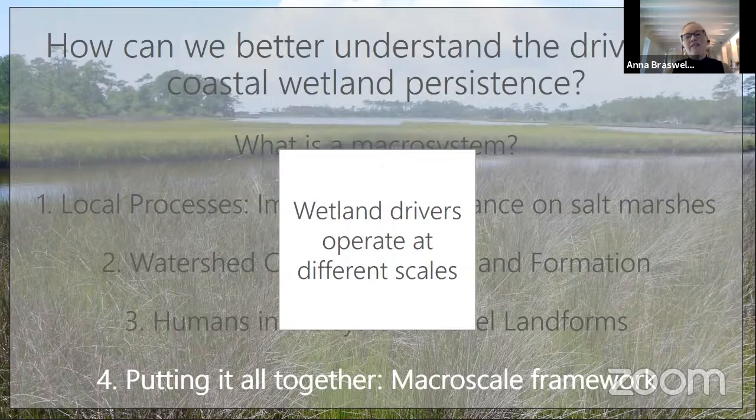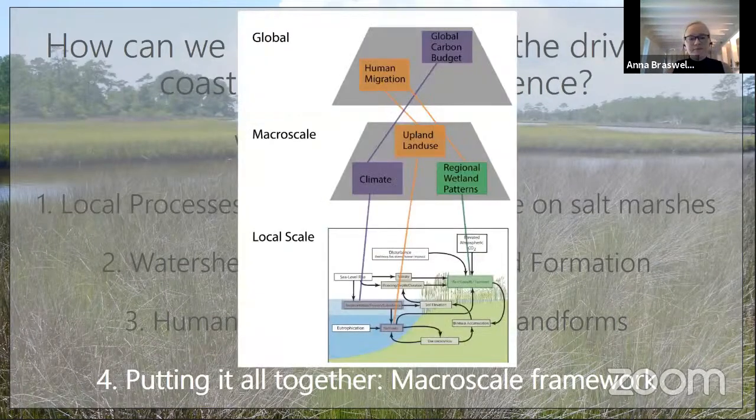ecogeomorphic drivers of wetlands operate at different scales, and understanding which scale you're operating on can help show whether those patterns are emergent or whether you have top-down control across our wetland area, and how macrosystems can help us understand that. And I just want to say again, making a plug for macrosystems, I think that these ecogeomorphic processes in wetlands are a perfect place to think about how the macro scale can help us understand the patterns that we see locally.